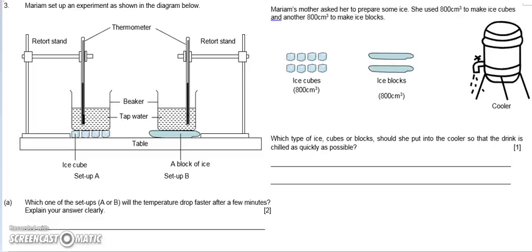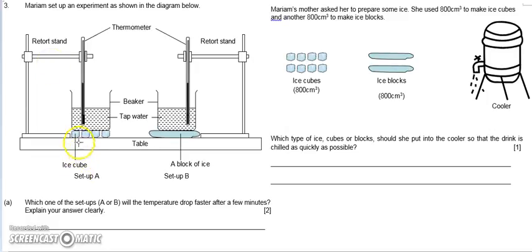Okay, so Mariam set up an experiment as shown in the diagram below. There is a retort stand. Both setups have a retort stand holding a thermometer that is lowered into a beaker of tap water. The only difference between the two are the ice cubes.